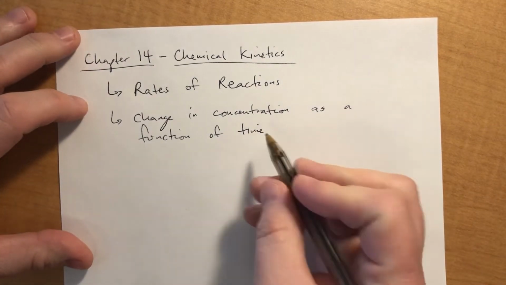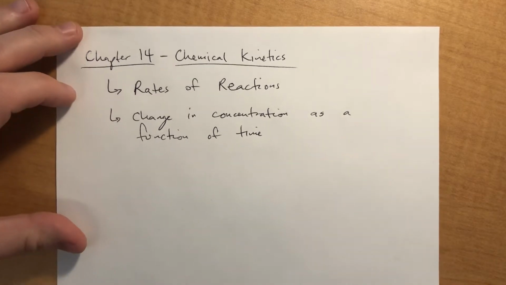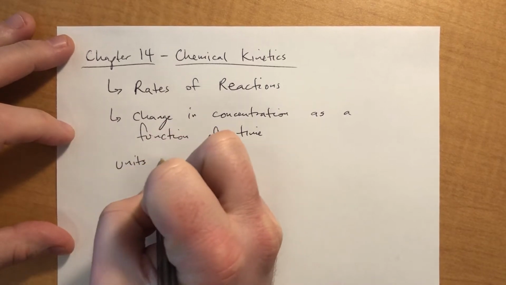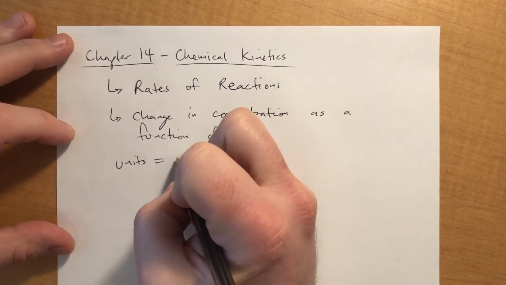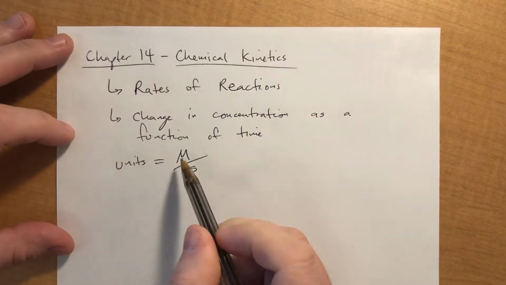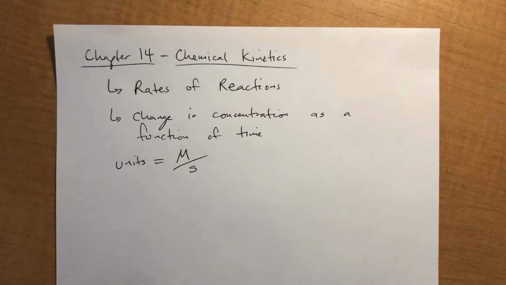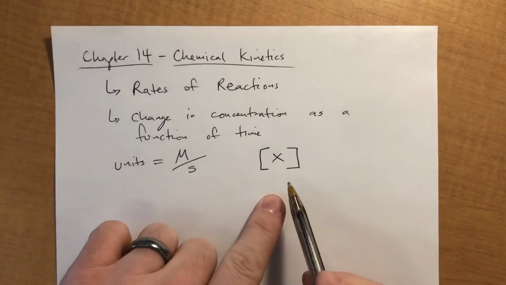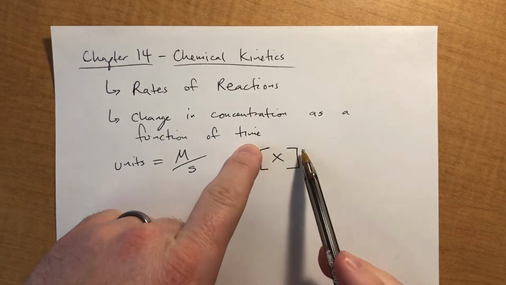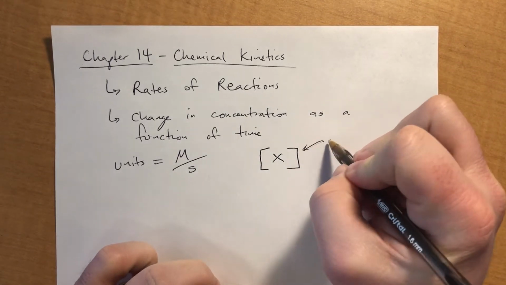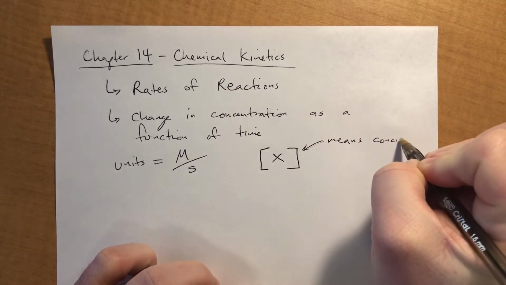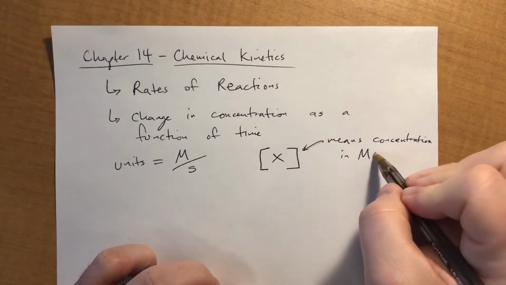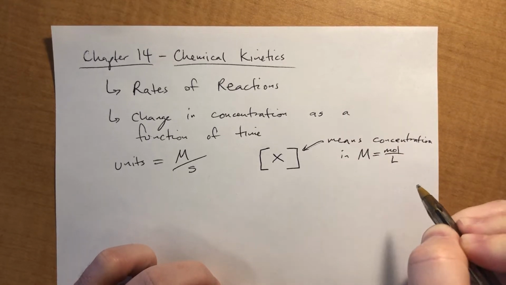For concentration, it could technically be any of the concentration units, but we almost always use molarity. So the units on this are going to be molar per second, which is moles per liter per second. We're also going to start relying on an abbreviation. A couple chapters ago, I said that we can abbreviate concentration by just writing brackets around it. This means concentration in molarity, and remember that molarity is moles per liter.